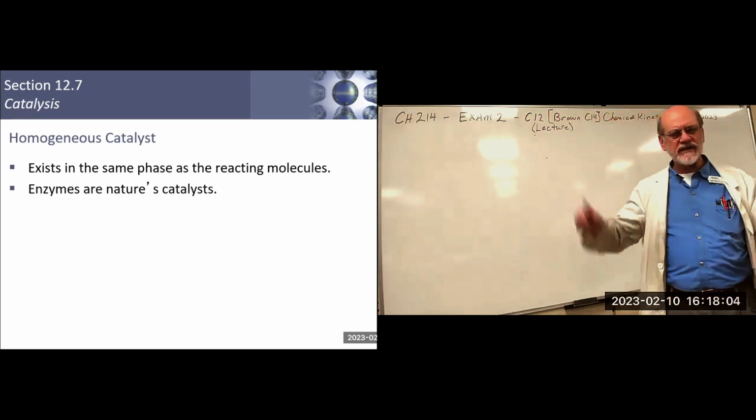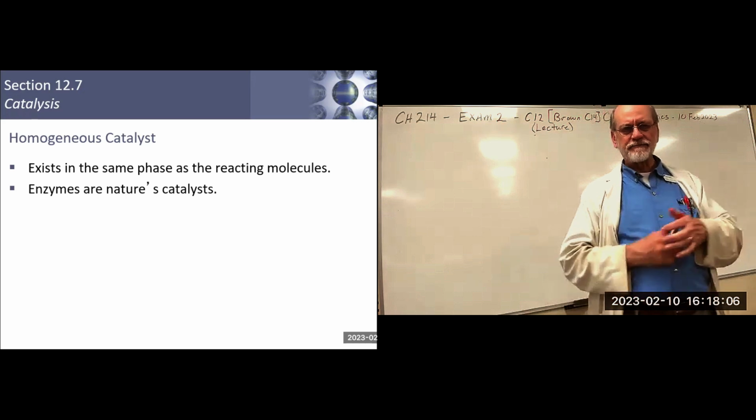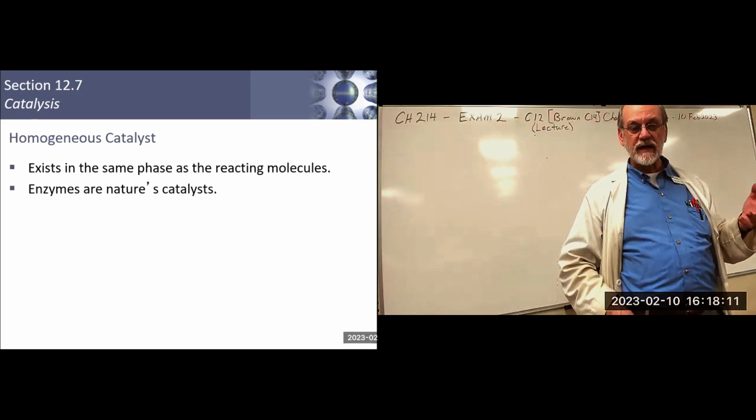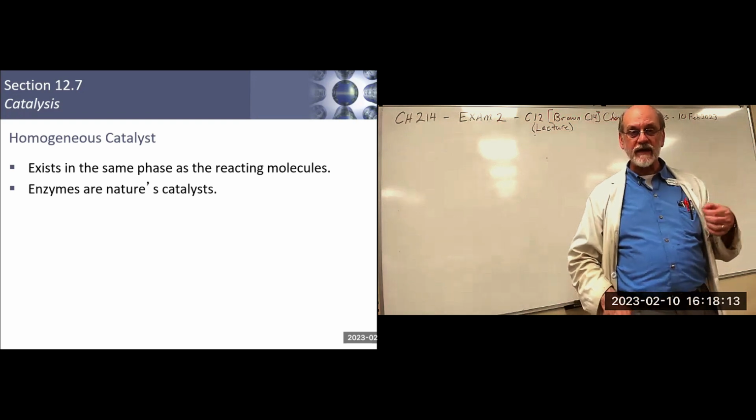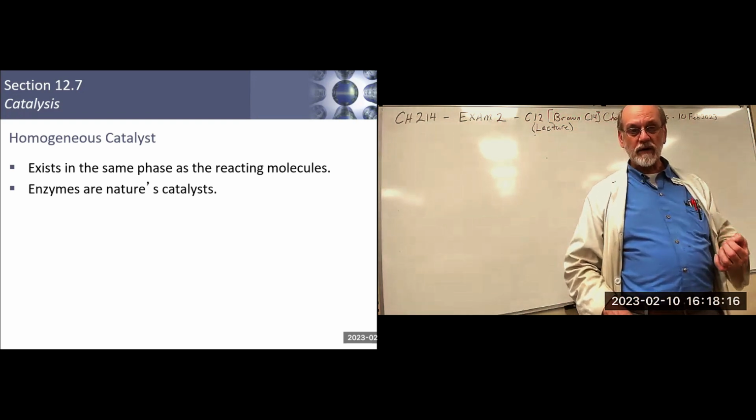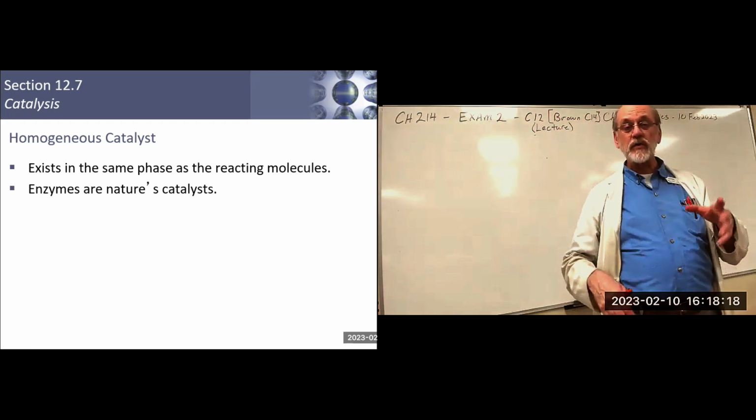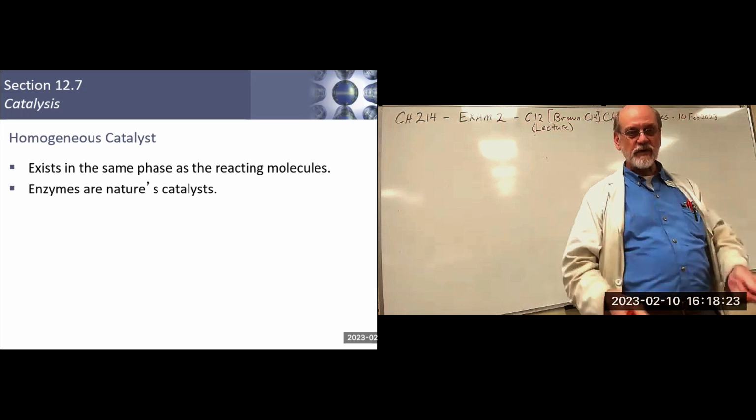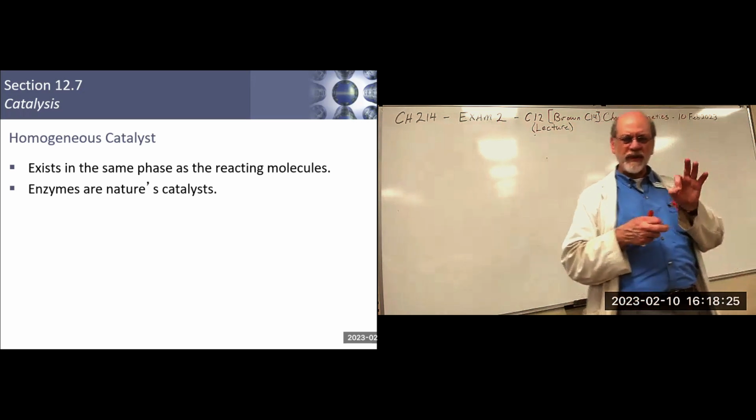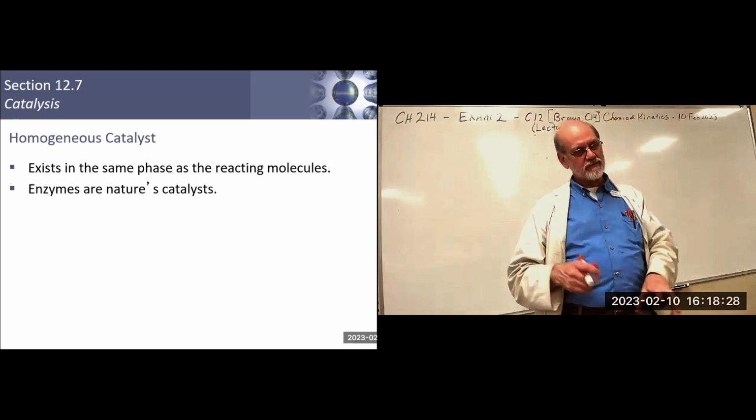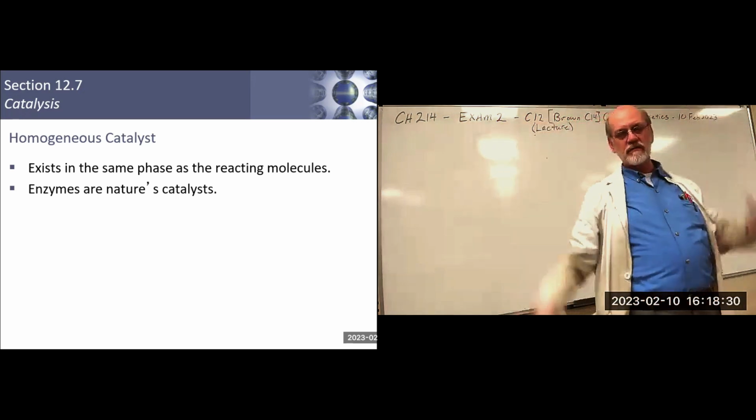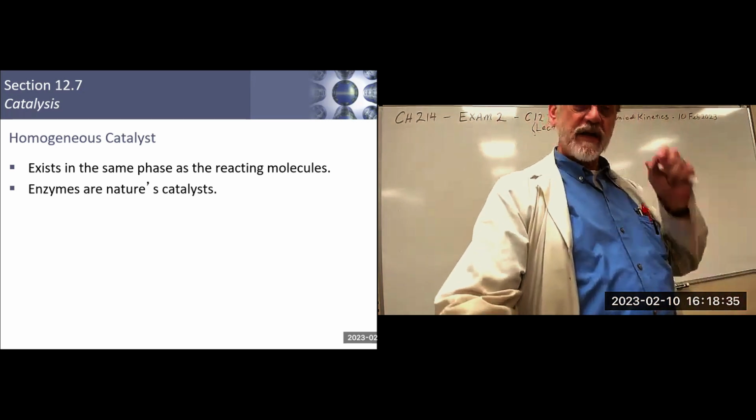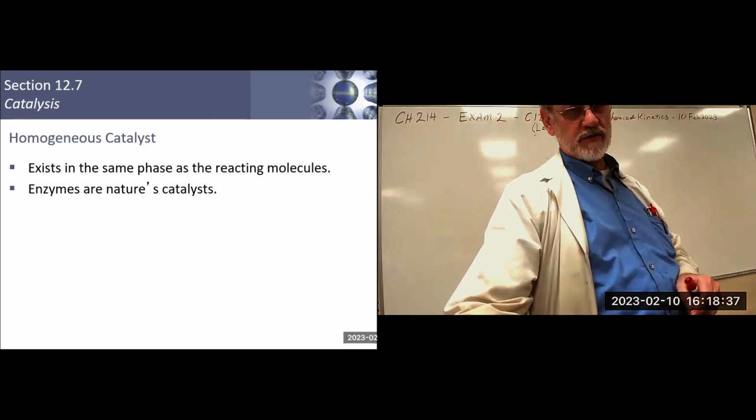And I erased it now, but that decomposition of hydrogen peroxide can be accomplished by dissolving potassium iodide in water and then pouring it into the hydrogen peroxide. And then the reaction happens so fast, and if you have a little soap in there, a little food coloring, it'll bubble up like a big smoke chimney. But those are homogeneous catalysts. They're in the same phase as the reactant molecules.